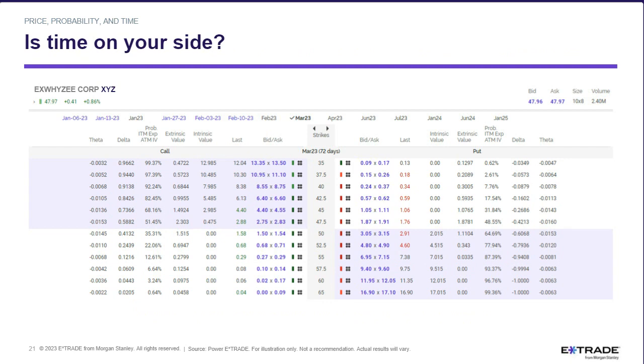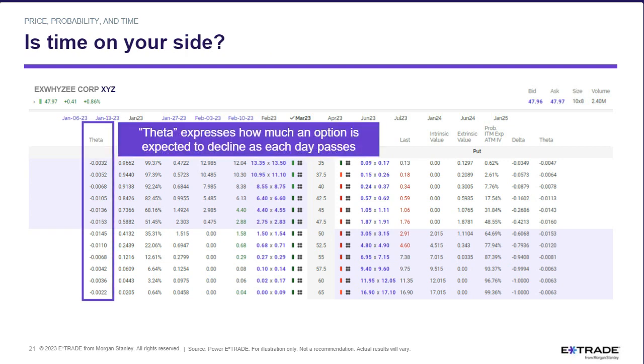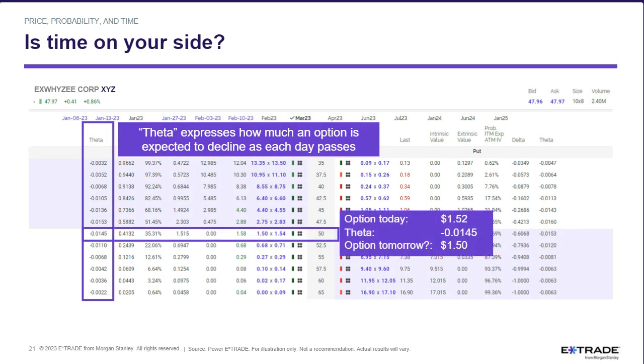So here's where I'm introducing another of these so-called Greeks. And again, we're not going to get into the derivation of it. I just want to illustrate for you what time does to an option. The measure is called theta. And I don't want to dwell on it anymore, other than to show you the interpretation of it. So here on this particular option, the theta is 0.0145, very small number, right?